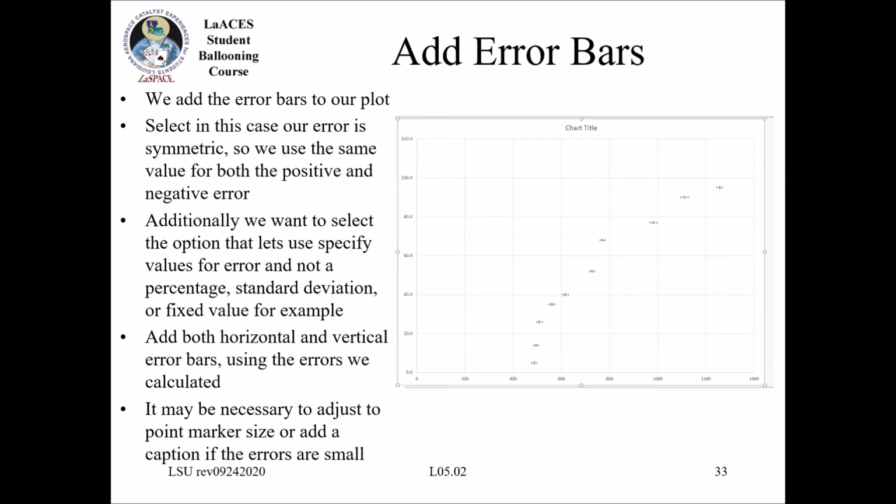In that case, there's a few things you can do. You can reduce the size of the individual marker points. You can also add a caption if they're really small and there's no way to make them show up in a meaningful way. What you can do is just say something along the lines of error bars excluded for clarity, or something like that.